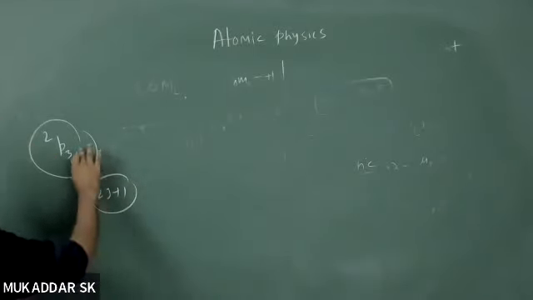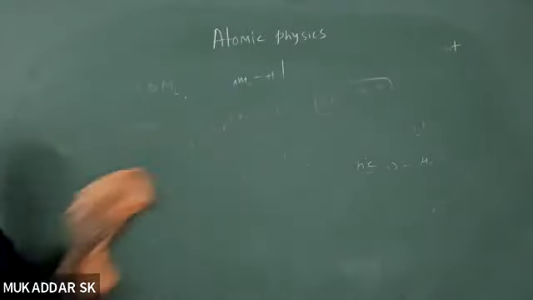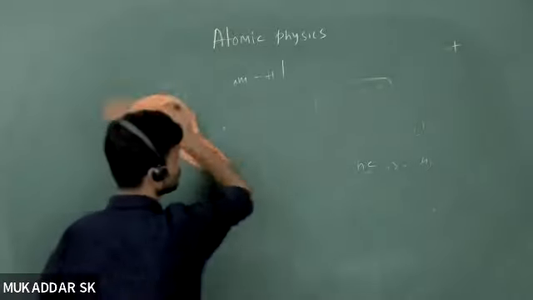Whatever J value you have, under the action of a magnetic field there will be splitting. That splitting will be how much? 2J plus 1. So in that case, on D2, J was 2, so 2 into 2 plus 1, it will be 5. So there will be 5 lines. Is this clear now? Yes, sir.